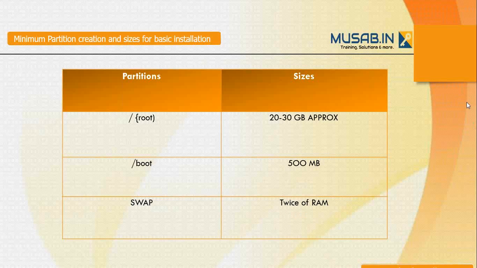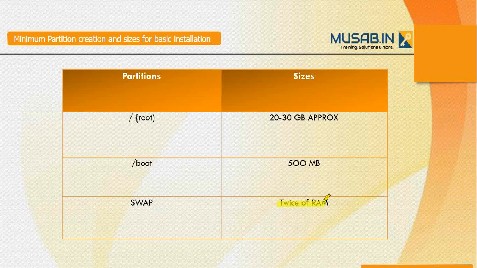So it should be twice of RAM over here. For example, your RAM is 256 MB, it should be 512. Your RAM is 512 MB, it should be 1 GB. Your RAM is 1 GB, it should be 2 GB. Your RAM is 10 GB, it should be 20 GB. Your RAM is 1 TB, it should be 2 TB.